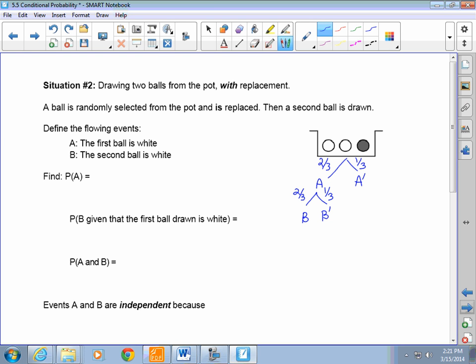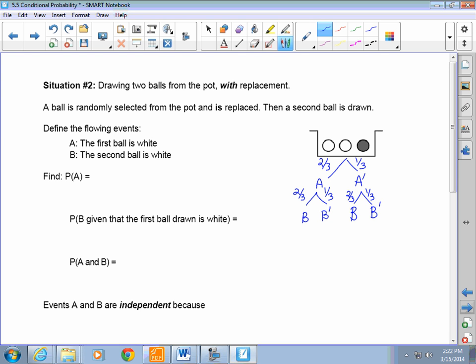So what happens if the first time I selected the gray ball? I select the gray ball, but I put it back in. So I had a 1 in 3 chance of getting the gray ball. I put it back in. So what is the chance that I will get a white ball the second time I select? And what is the chance that I won't get a white ball the second selection that I make? So again, I'm back to my 3. So I have a 2/3 chance of getting that white ball the second time I do the draw, and I have a 1/3 chance of not getting the white ball the second time I draw.